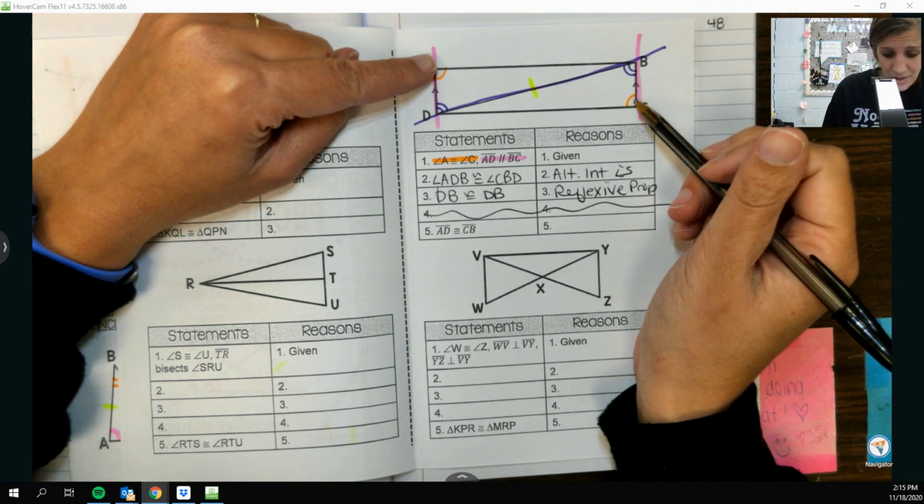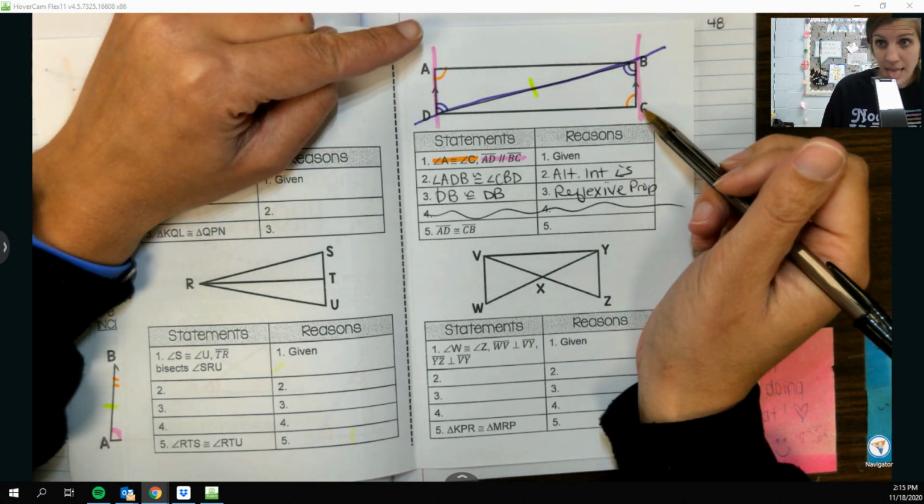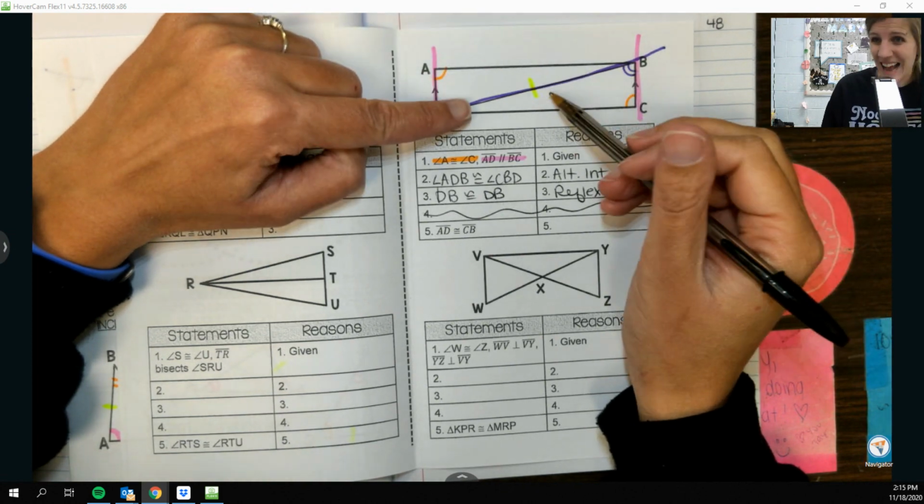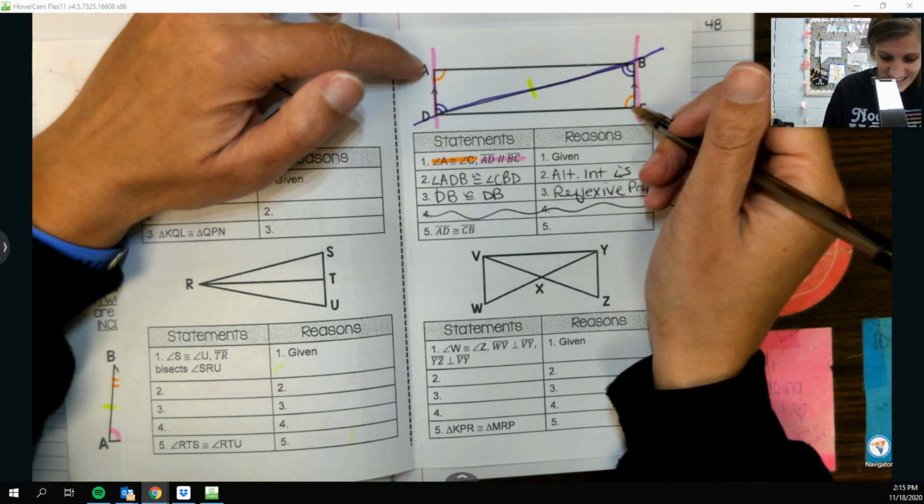Because then the triangles are congruent by side, by angle, side. Oh my word. Angle, side.